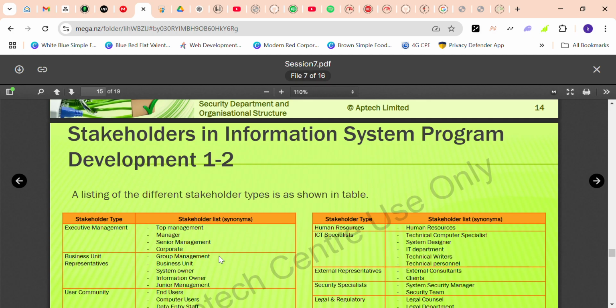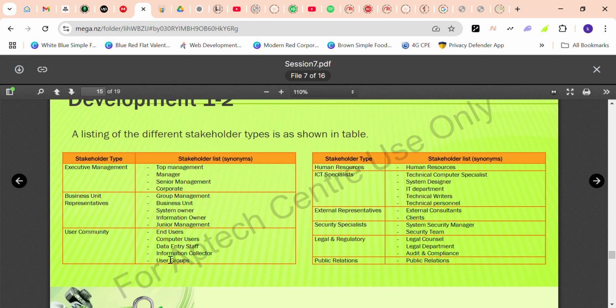We have executive management, which is top management, manager, senior management, and corporate. And then we also have business unit representatives, which is the group management, business unit system owner, information owner, junior management. We also have user community, which are the end users, computer users, data entry staff, information collectors, and the users group. And then we also have human resources, which are the staff that manage the human resources, capabilities, and the rest.